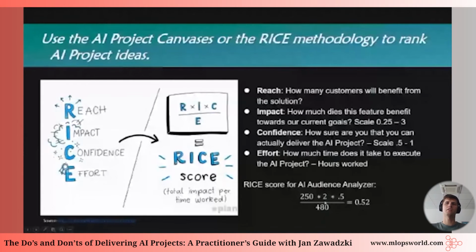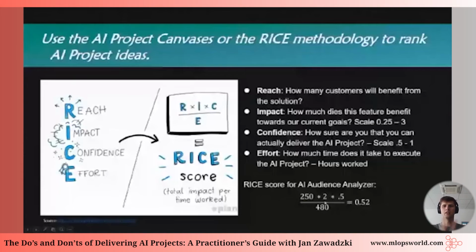How sure am I that I can deliver the project? Not too sure, to be honest. I haven't done enough research to see what data sets and what models are available. And 480 hours, you basically get that when you have 3 people: me, a data scientist, a data engineer, working for 3 months, for a quarter. At the end, you get a RISE score of 0.52. And then you can compare this RISE score to the other AI project ideas that you might have had.